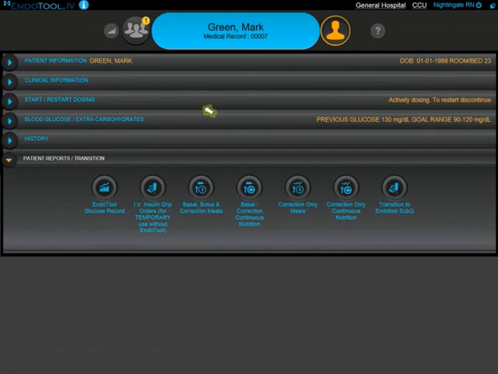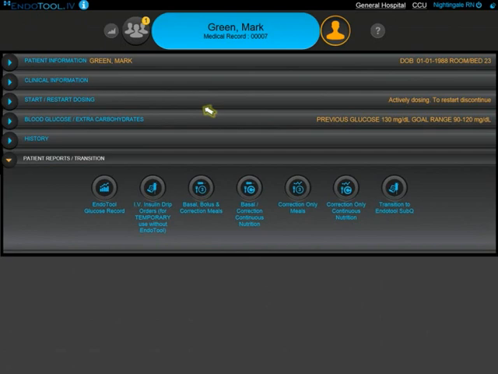A patient who has a stable glucose reading may not be clinically stable and therefore not yet ready for transition to subcutaneous dosing. It is always the decision of the provider as to when to transition patients to subcutaneous dosing. However, EndoTool will not provide recommendations for the transition if the criteria have not been met.